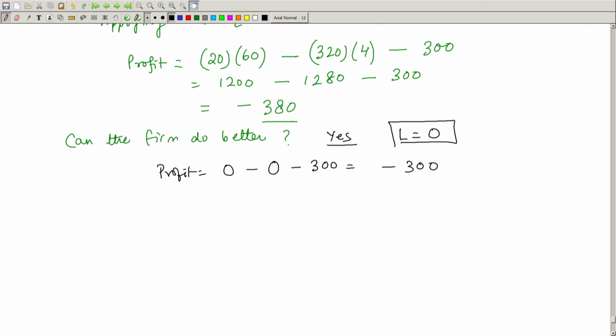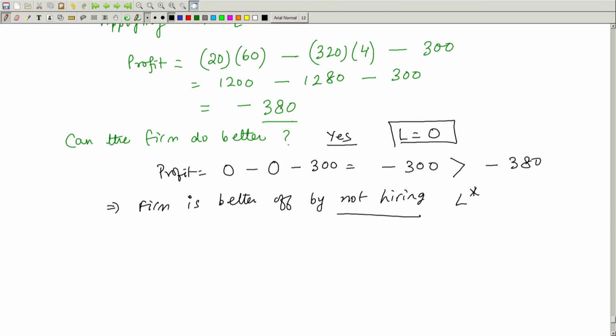So, clearly losing 300 is better than losing 380. In other words, a loss of 300 is a better outcome than a loss of 380 rupees. So, the profit is actually larger than the profit in the previous case. So, essentially this means the firm is better off by not hiring, and the optimal L star is equal to 0.